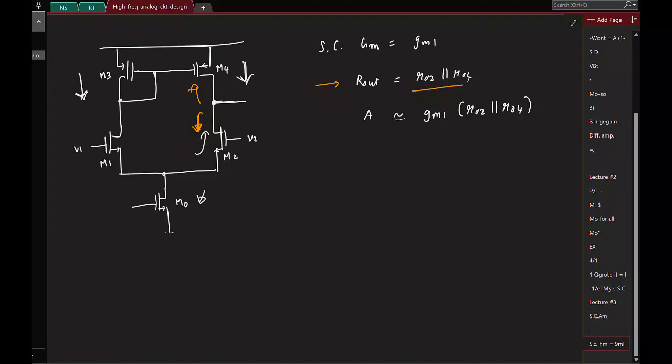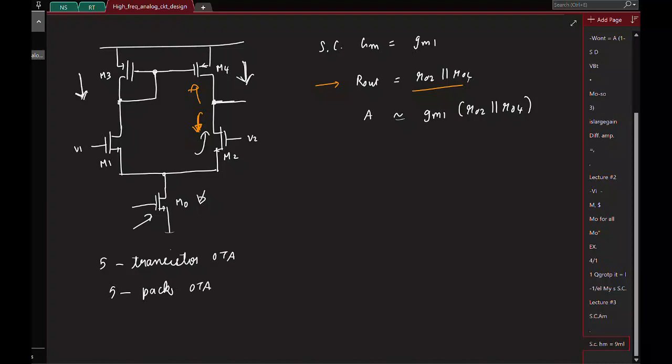Okay, so this configuration is quite popular, and this is sometimes called the 5 transistor opamp or 5 transistor OTA, right? Because you have the 4 transistors and the current source is the 5th transistor, or sometimes it's called the 5-pack OTA.